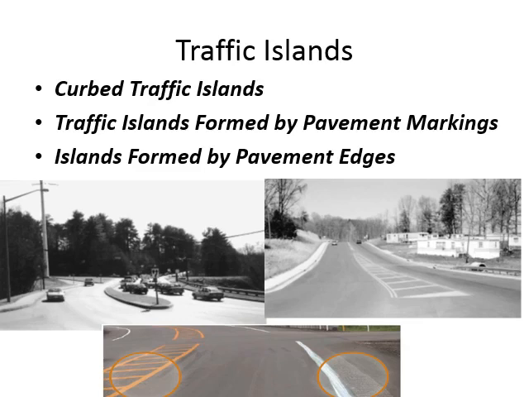Then traffic islands can be made in different ways. You can have curved traffic islands like this. This one is a curved traffic island, so it's an actual structure made up of blocks serving as a traffic island. It can be made up in terms of pavement marking as well, like this one. So it's a traffic island, but it is only marked. There are no blocks, there is no structure, and there are islands which are formed by the pavement edge.